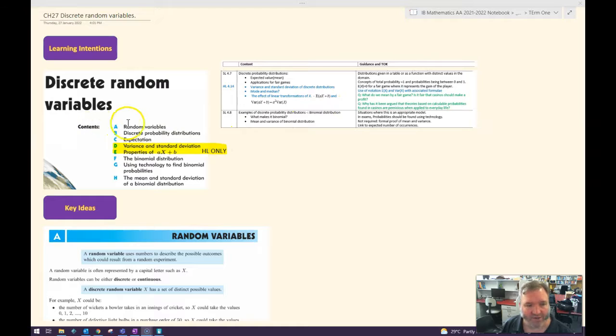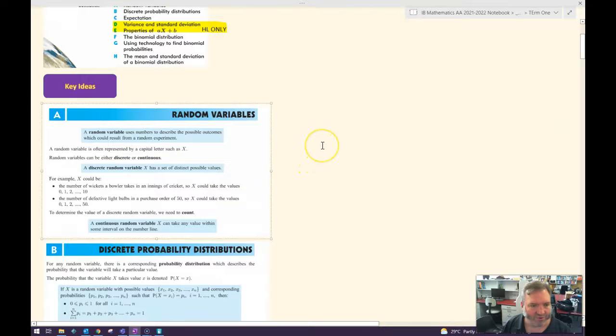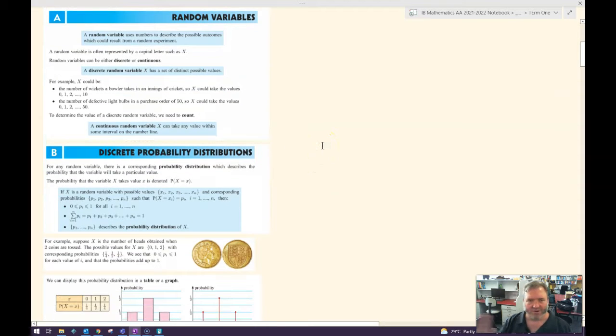Alright, so first little bit, random variables, discrete probability distributions, and expectation. Let's have a look here and see what is going on. So I think we've got a good idea about the difference between a random variable and a non-random variable. A random variable uses numbers to describe the possible outcomes which could result from a random experiment. We've been doing that for years.